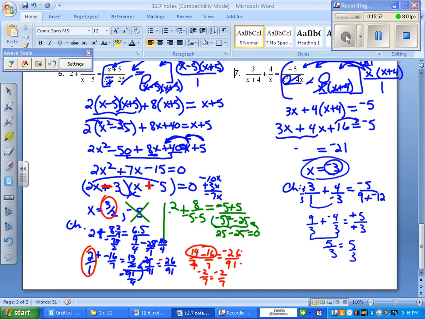So negative 3 is correct, and you are done. Voila. Good luck with your homework. Read the book or watch this again if you need help.